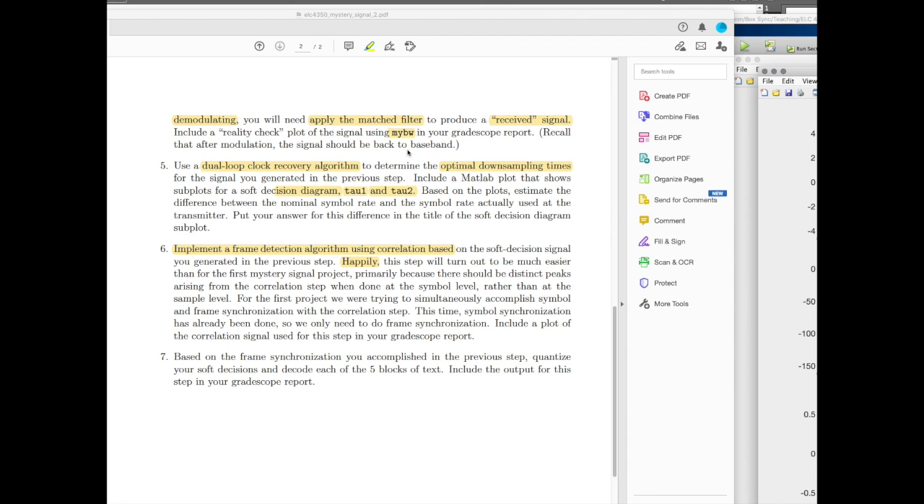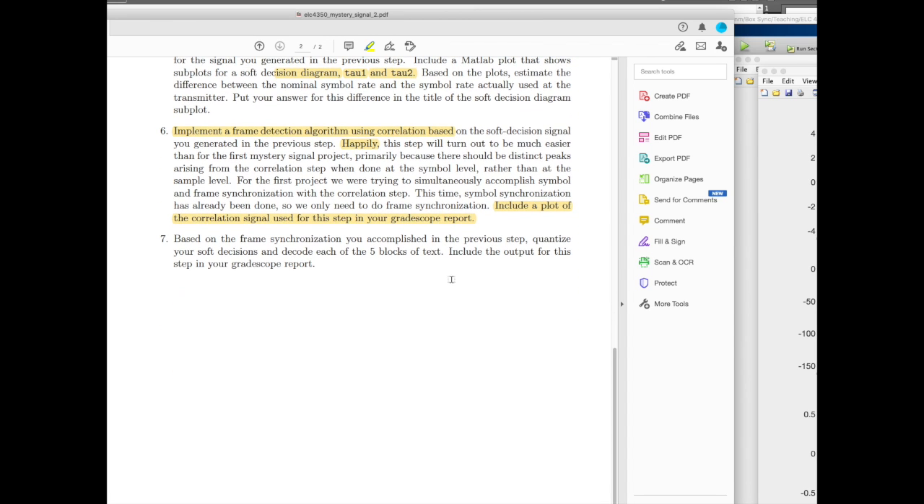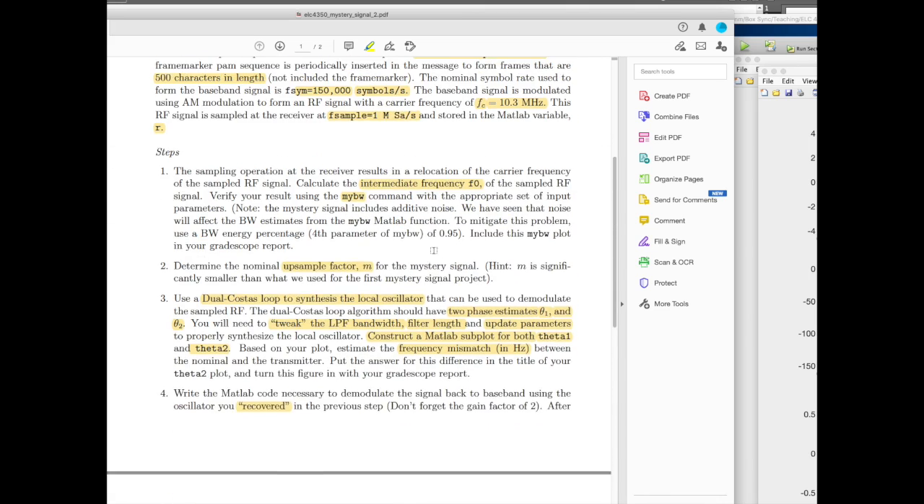So I'd like you to include a plot like the one I just showed you in your Gradescope report. From there, once you have where to downsample, it's pretty easy to quantize your soft decisions and then decode each of the 5 blocks of text. So just let that run, show it in your MATLAB code, capture that, and turn it into your Gradescope report. Hopefully this video helps walk you through this.